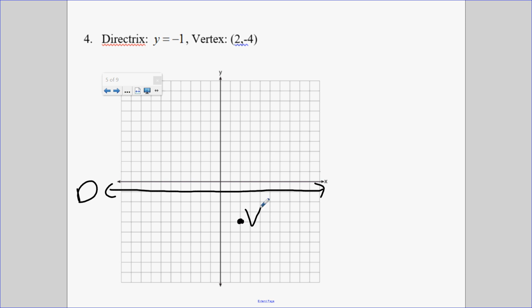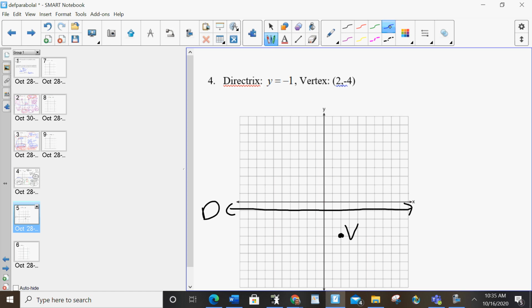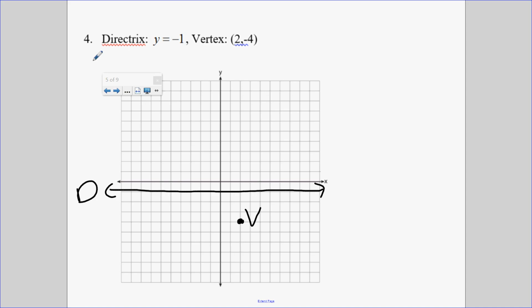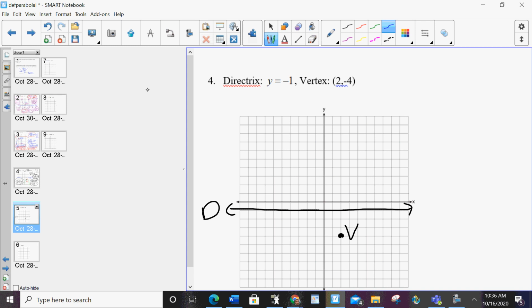I'm missing the focus. To determine where the focus goes, the vertex is always in between the other two. So in order for the vertex to be in between the other two, the focus would have to be somewhere over here. Because if it was up here, the directrix would be in between the other two. And if it was here, then the focus would be in between the other two. So you need to understand that the vertex is always in between the other two.